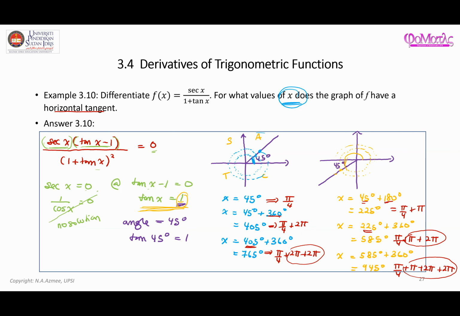So there is some sort of pattern with which you can write down your final answer. Here we have x equal to pi over 4, pi over 4 plus pi, pi over 4 plus 2 pi, pi over 4 plus 3 pi, pi over 4 plus 4 pi, pi over 4 plus 5 pi, and it is just going to continue in this manner.